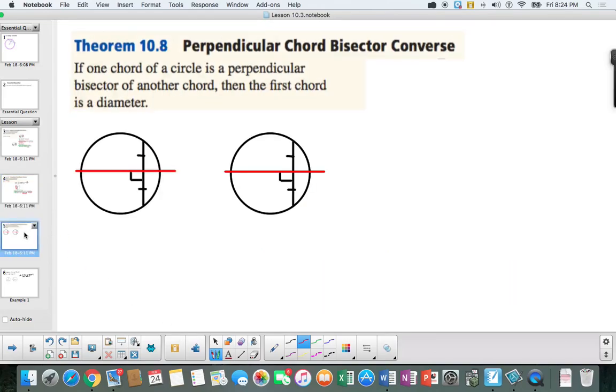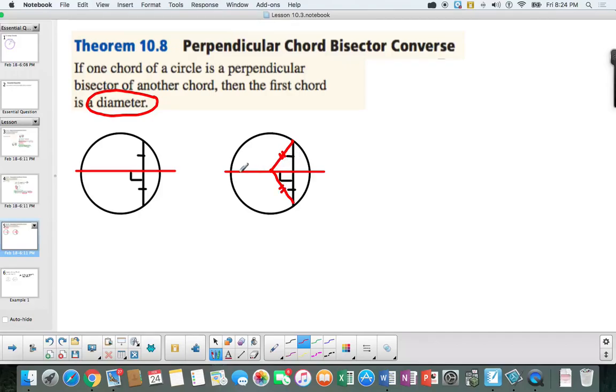All right, let's go ahead and practice. Oh, we're going to do one more theorem. This is the converse of the previous theorem. If I see a chord and it is a perpendicular bisector, I want to demonstrate to you that it must be a diameter. Now remember, every point on this perpendicular bisector has to be equidistant. So there's some point where this distance is the same as this distance right here.